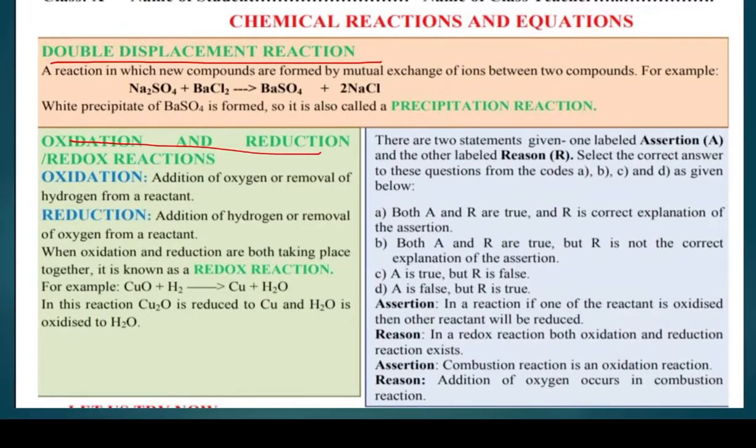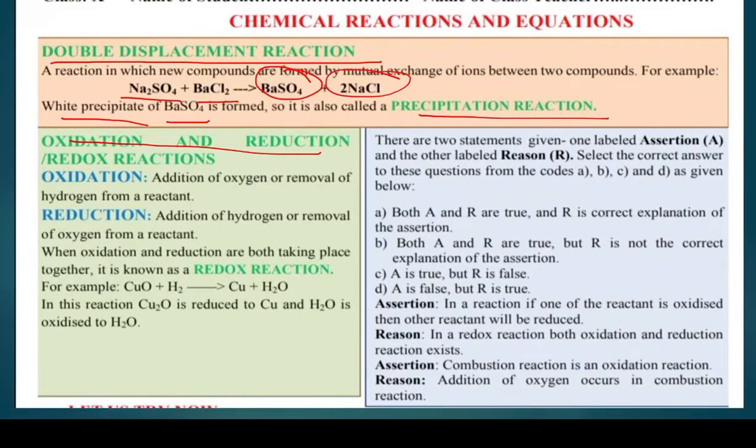A reaction in which new compounds are formed by mutual exchange of ions between two compounds. For example, sodium sulfate reacting with barium chloride will give you barium sulfate and sodium chloride. This is also known as a precipitation reaction because a white precipitate of barium sulfate will be formed.